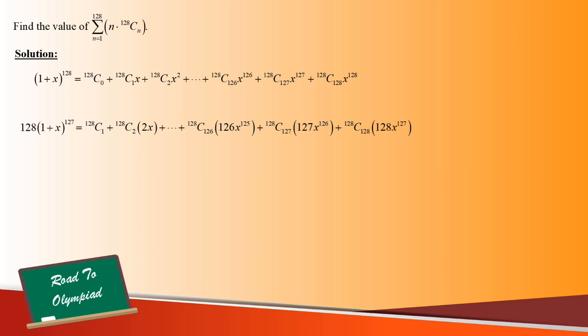Here, by the substitution x equals 1, we have the left hand side equal to 128 times 2 to the power of 127, which is equal to 2 to the power of 7 times 2 to the power of 127, or simply 2 to the power of 134. And the right hand side is equal to 128 choose 1 plus 2 times 128 choose 2 until 128 times 128 choose 128, where this sum is simply equal to the required sum. With this, we have the required sum is equal to 2 to the power of 134, and this marks the end of our second solution.